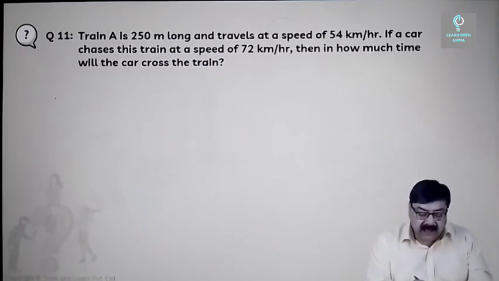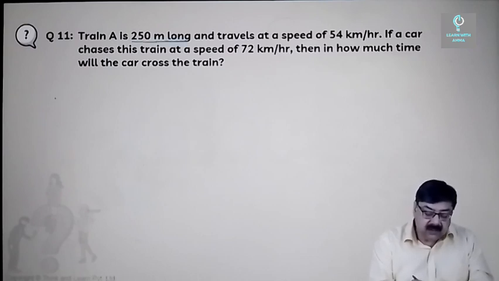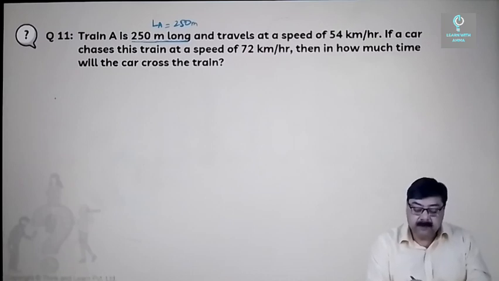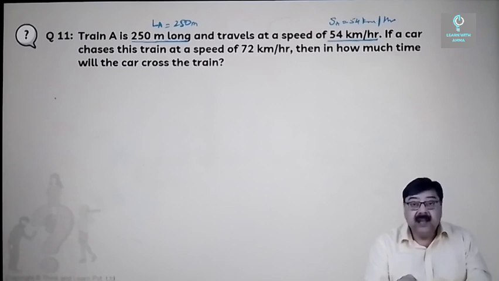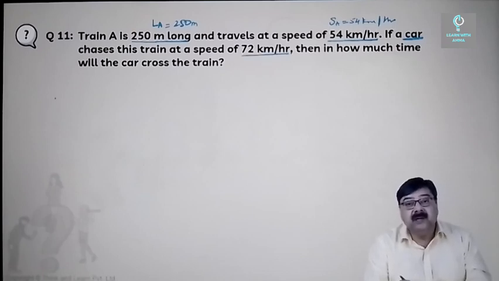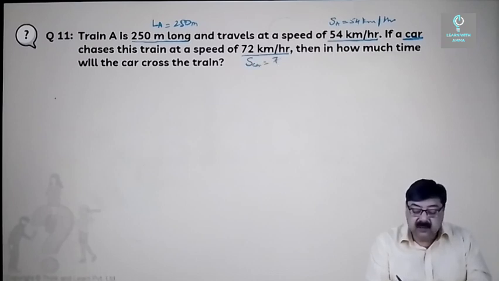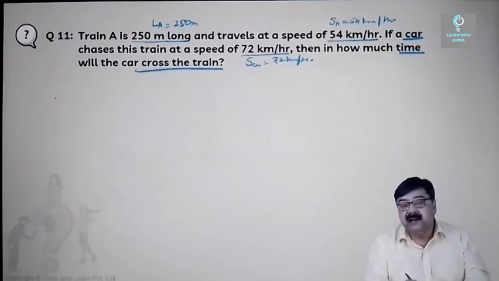Now look at this one. Train A is 250 meters long. So length of train A is given to us here as 250 meters and travels at a speed of 54 km per hour. So speed of train A is given to us as 54 km per hour. If a car, now look at this car, chases this train at a speed of 72 km per hour. Now this is the speed of the car, that is 72 km per hour. Then in how much time will the car cross the train?